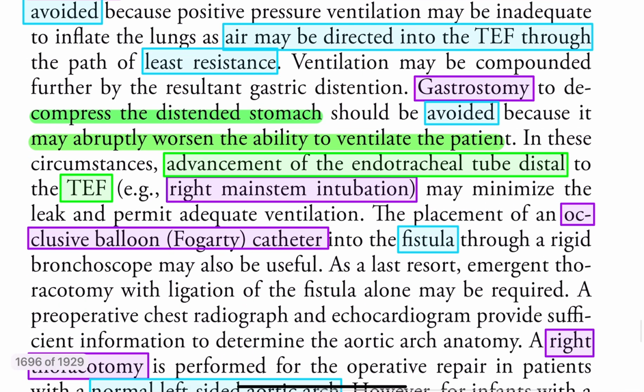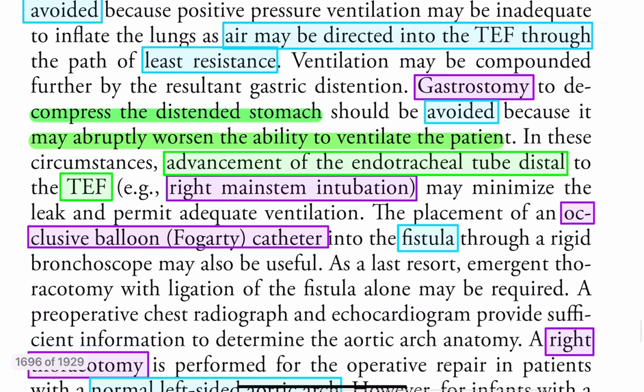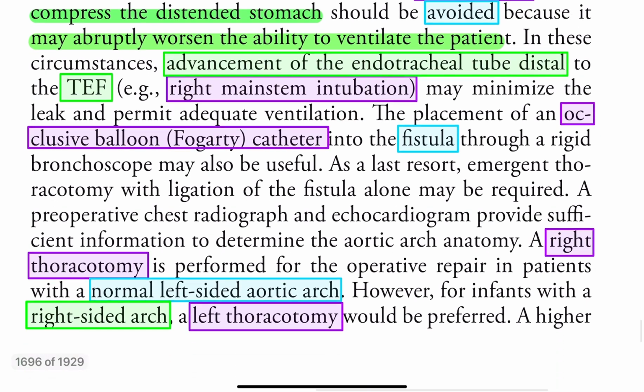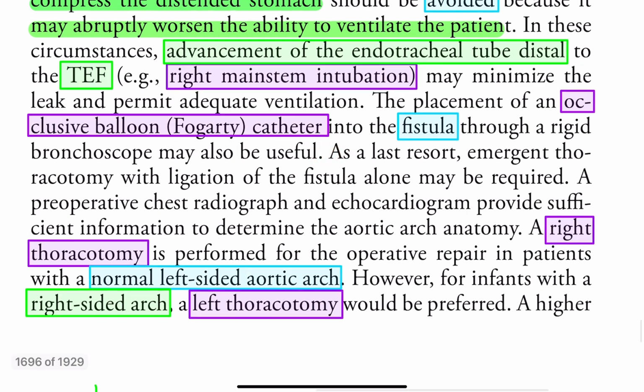A gastrostomy is also avoided, because it will worsen the ability to ventilate the patient. If you have to do a gastrostomy, then you advance the endotracheal tube distal to the TEF, that is called right main stem intubation. You can also place an occlusive balloon Fogarty catheter into the fistula through a rigid bronchoscope.